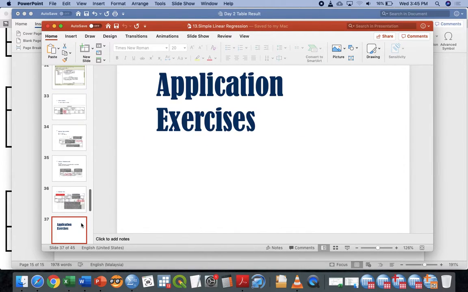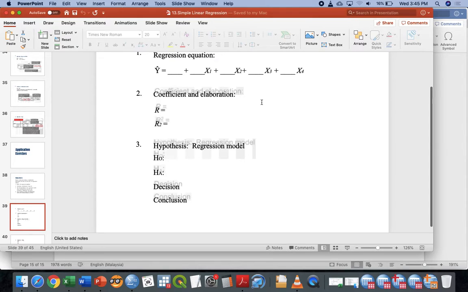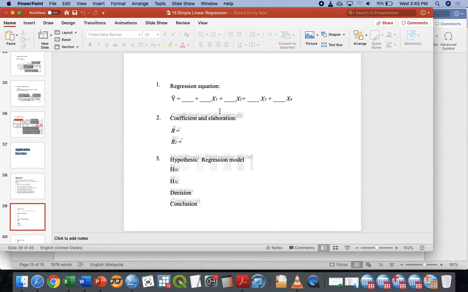Alright, so I'm just going to share with you how you want to explain your variables or your output for your thesis write-up. This is how you want to explain it. You must explain it in terms of the regression equation first. You must explain your coefficients and also elaborate what R and R square mean, and you must also provide the hypothesis of your regression models.